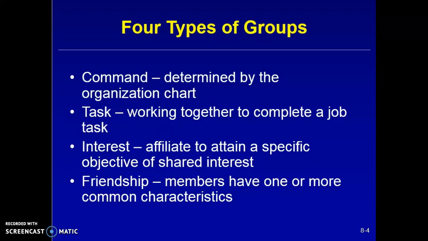And then with our informal groups, we have interest groups, and they're people that may affiliate to attain a specific objective or a shared interest. It's really the formation of a united body to go out there and further its own common interests. And then we also have friendship groups, and that's where members have one or more common characteristics. These social alliances sometimes frequently extend beyond work situations.